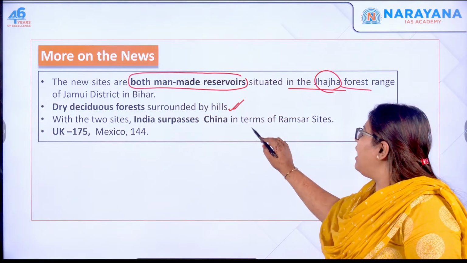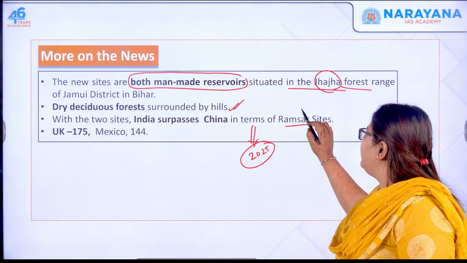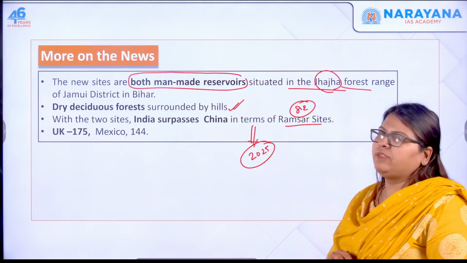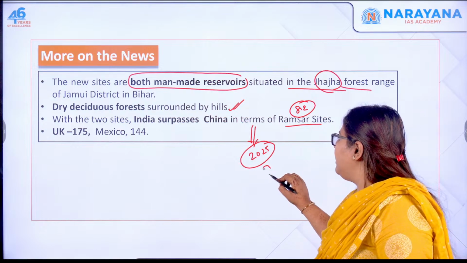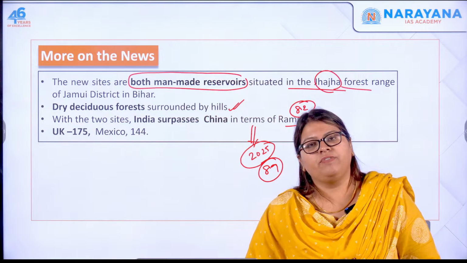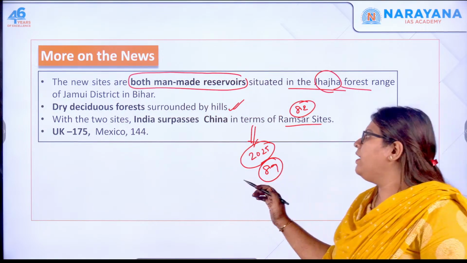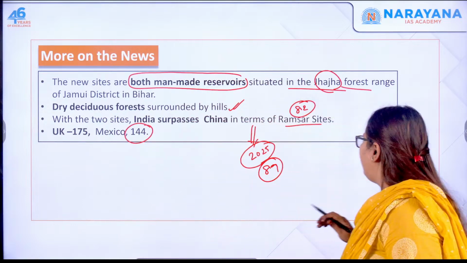But however, as of 2025, we have surpassed China. Okay, so China currently has 82 Ramsar sites, whereas India has 89. Okay, and the country with the highest number of Ramsar sites is the United Kingdom with 175, followed by Mexico, that is 144.